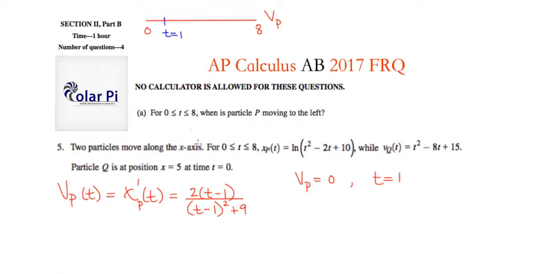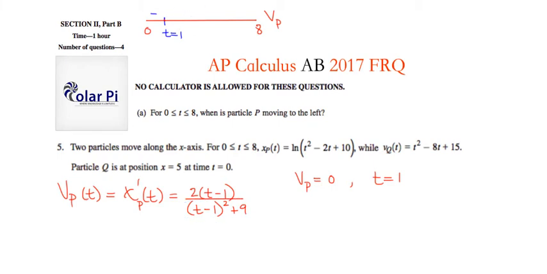To the left of t equals 1, let's pick t equals a half. That makes this numerator negative, and we already said the denominator is always positive. So we have negative divided by positive, therefore we get negative. So to the left of t equals 1, the velocity of the particle P is negative. Then if we test t equals 2 to the right of t equals 1, the numerator will be positive, and the denominator is always positive, so we get positive over positive, which is positive.